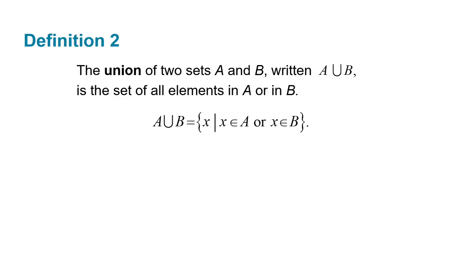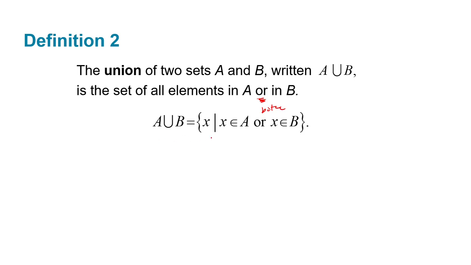The union of a set A and B will be written with this symbol. It looks like a letter U here. A union B is the set of all elements in A or in B. Now remember, this or could also include both.